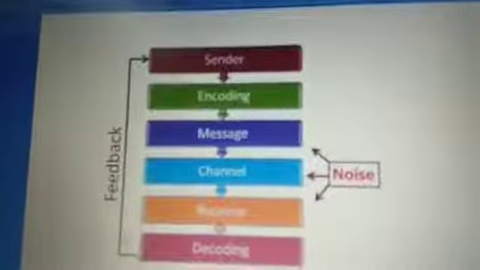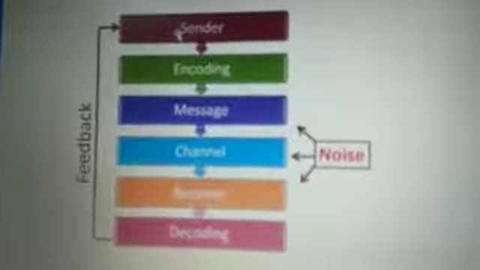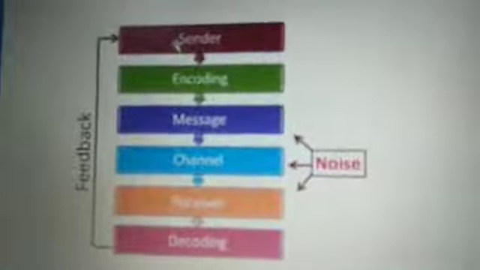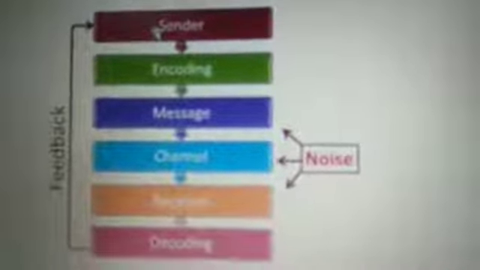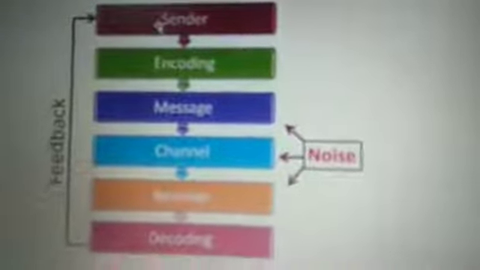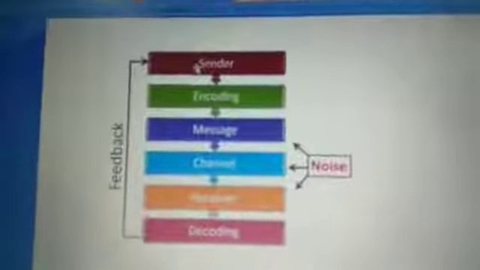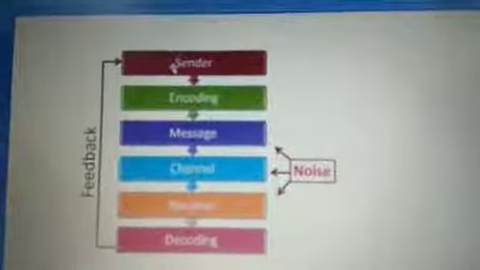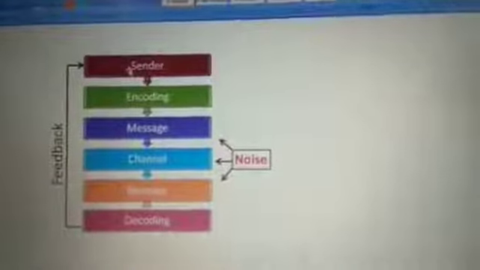The moment the feedback reaches the sender, the sender is in a position to understand whether the message has been transmitted properly to the receiver or not, or whether the process of communication has been done properly or not. When he gets the feedback, he is convinced that the process of communication has been followed properly, and the goal also has been achieved in the process.